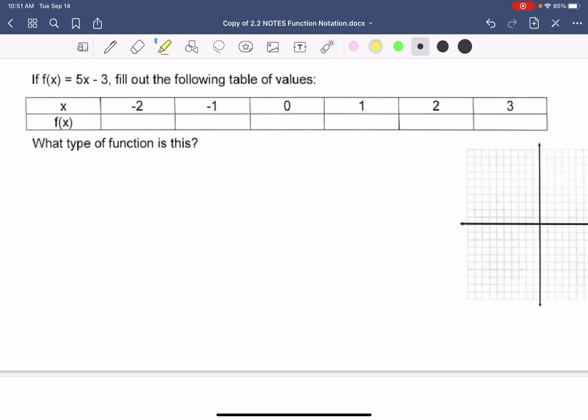So this one, f of x is 5x minus 3. Fill out the following tables of values. Okay, so these are the same thing. So here are inputs, what we're plugging in for the x, and then we're just going to write our outputs in this table right here. We're going to write our outputs here.